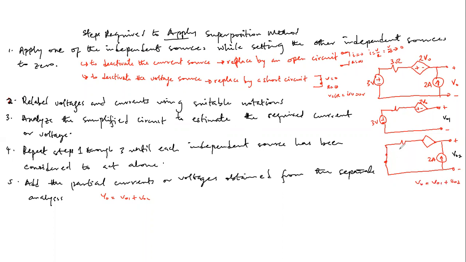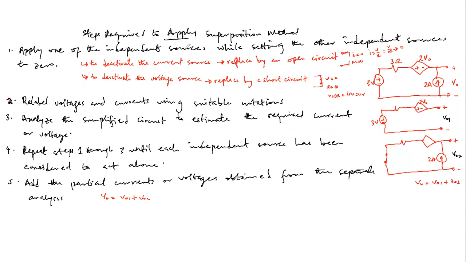Now, if we had more than 2 independent sources, say 3 independent or 4 independent sources, then we may end up adding up about 3 to 4 partial voltage values. What if it was current we had to measure? Probably current flowing through some element in the circuit, then it will be I01 plus I02 plus I03.